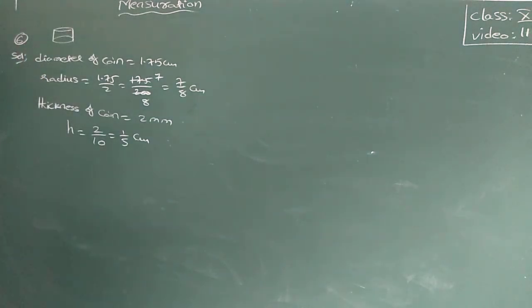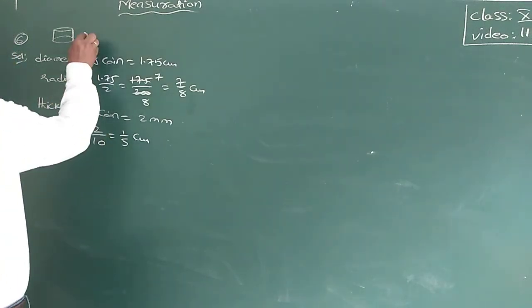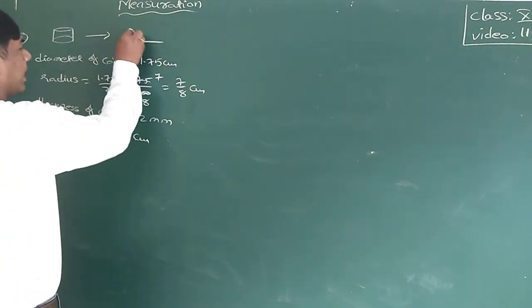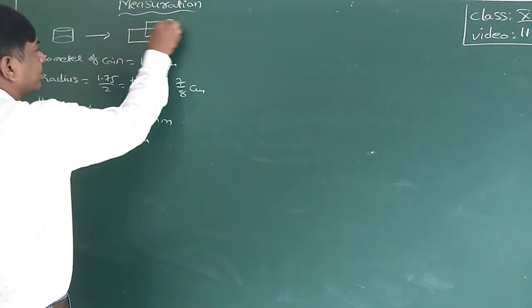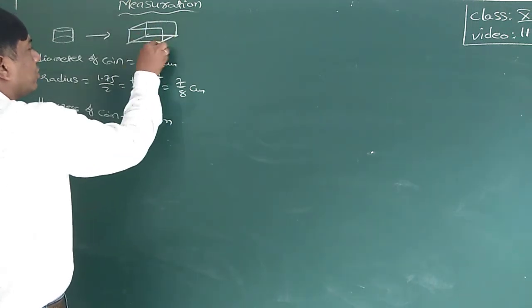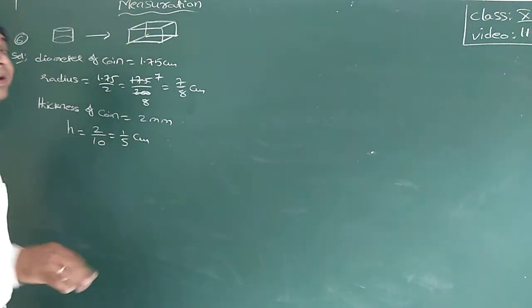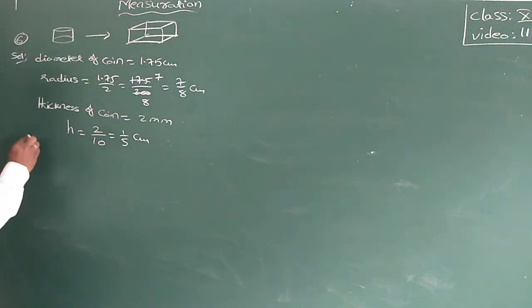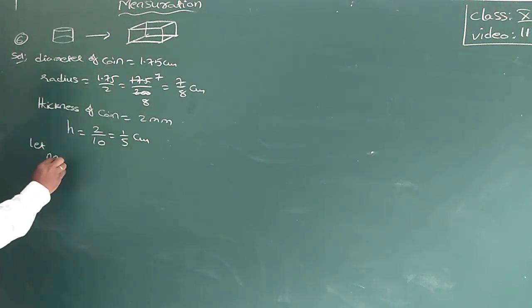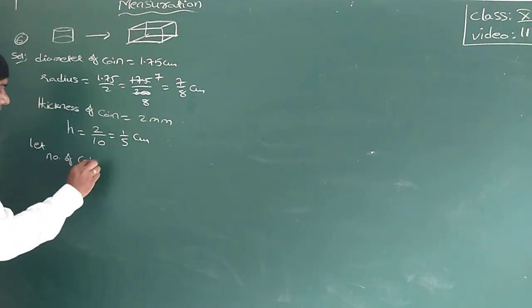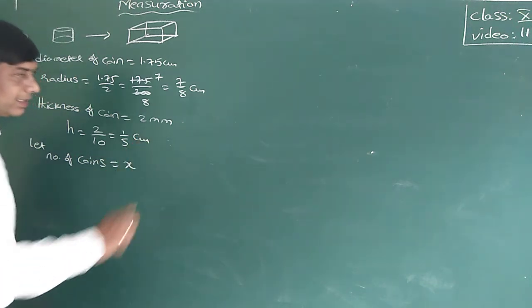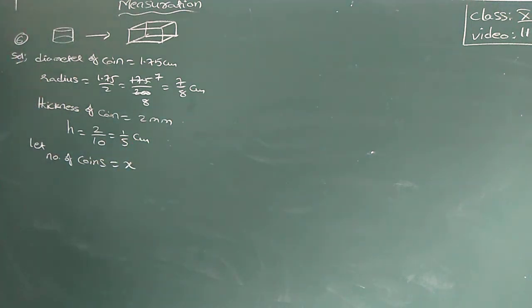Next, what are you making? You are taking these coins and converting them into a cuboid shape. To make the cuboid shape, how many coins are required? Let the number of coins be x.